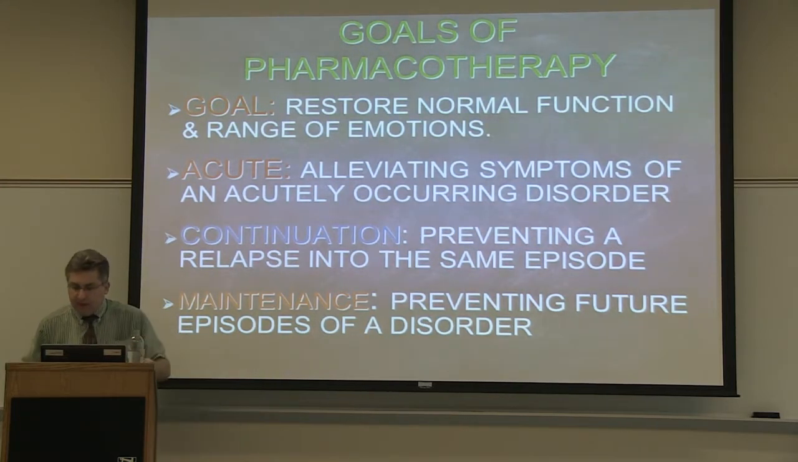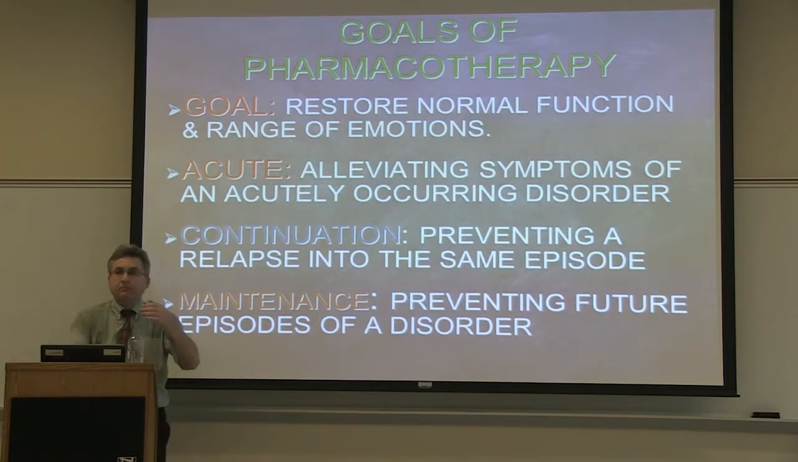All right. So, as far as the goals of pharmacotherapy, it's pretty logical: to restore normal functioning and range of emotions. That sometimes can get a little murky because what's normal? That's not so easy to judge or determine. But medications are used oftentimes acutely. If someone has something going on right now, like a panic attack, depression, mania, something like that.